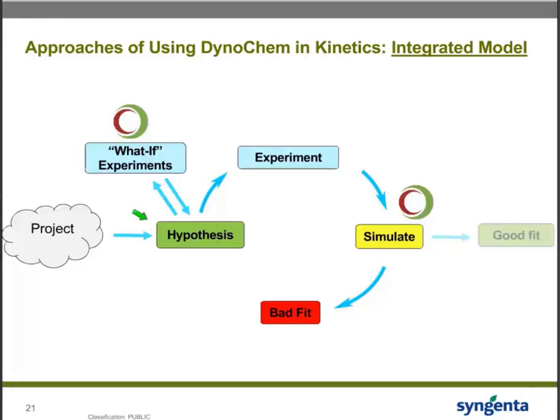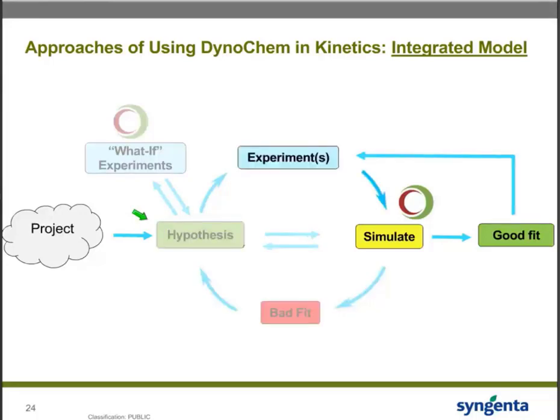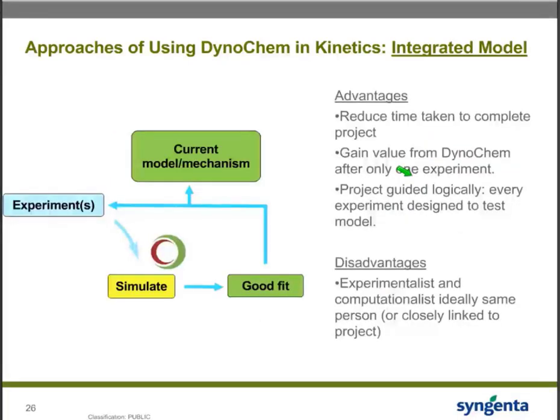So if you get a bad fit, you then have to reconsider your hypothesis and continually simulate with different models until you get a good fit. Once you get a good fit, your job isn't over. You then need to test your hypothesis by doing a series of experiments until you decide that you've done enough and you've got to your current or accepted model.